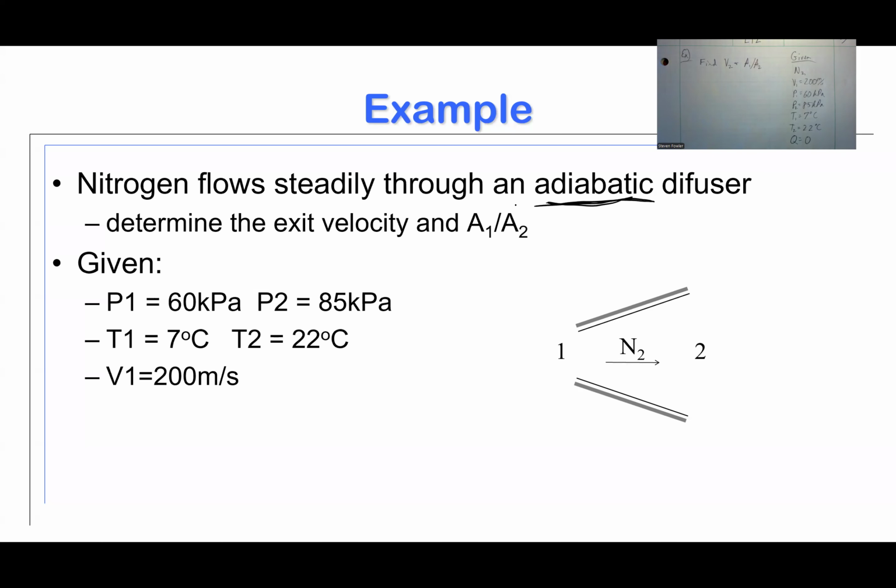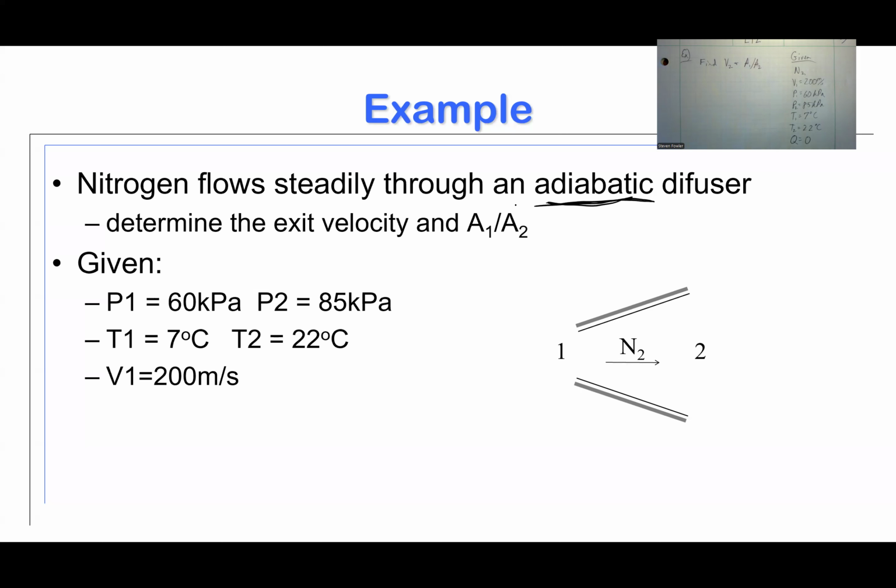Here we've got this problem statement saying nitrogen flows steadily through an adiabatic diffuser, given inlet pressure and temperature, and given exit pressure and temperature. If nitrogen enters at 200 meters per second, determine the exit velocity and the ratio of areas. Again, what do those adjectives tell you?